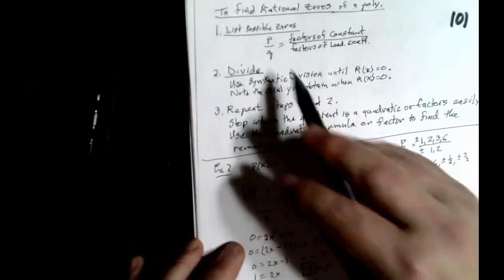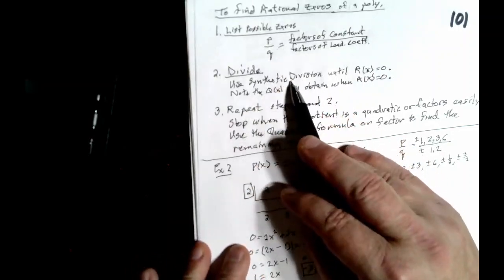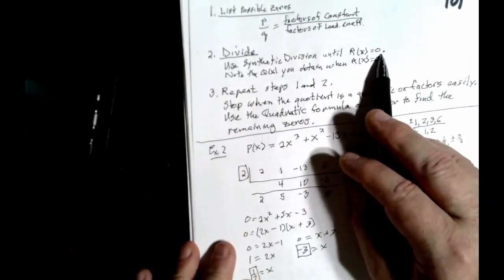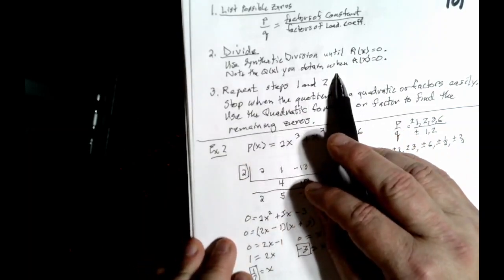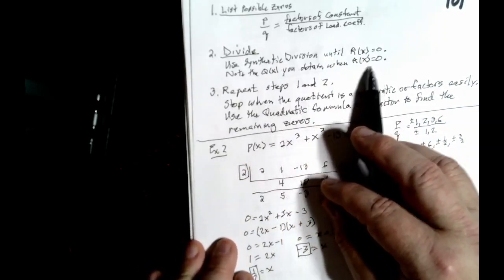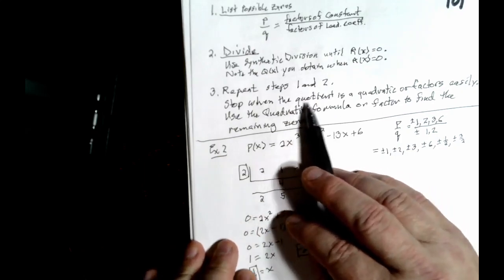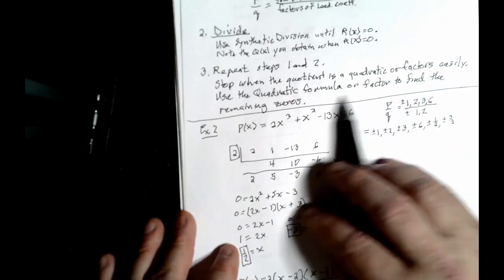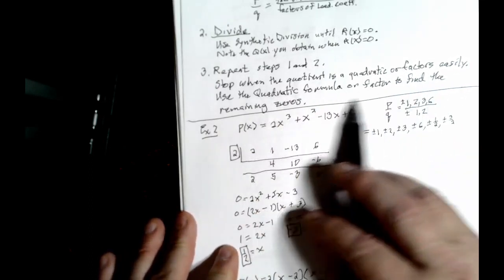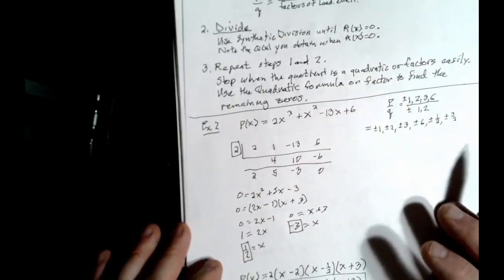Okay. Now again, you list all possible rational zeros and you do synthetic division until you get a remainder of 0. Notice the quotient you obtain when r equals 0. Okay, and you repeat steps 1 and 2, and you stop when the quotient is a quadratic or factor is easy. Use the quadratic formula or factor to find the remaining zeros.